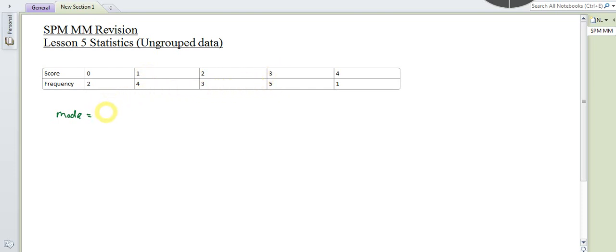The mode is 3. Be careful here, not 5. 5 is a frequency. We cannot take the frequency as the answer for the mode. So 3 has the highest frequency, which is 5. So the mode is 3. So how about the mean?